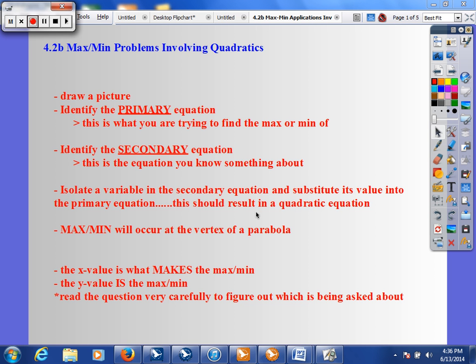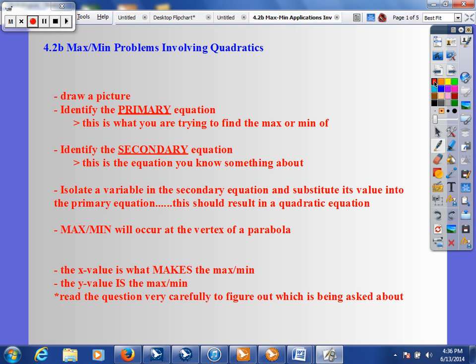Okay, here we go. 4.2b, max-min problems involving quadratics. We just got done with 4.2a, which is linear and quadratic functions. Now we're going to take a look a little bit more at quadratics and the application of quadratics. There's not a lot of notes. This screen really has most of the notes, and really we're going to jump into some problems.